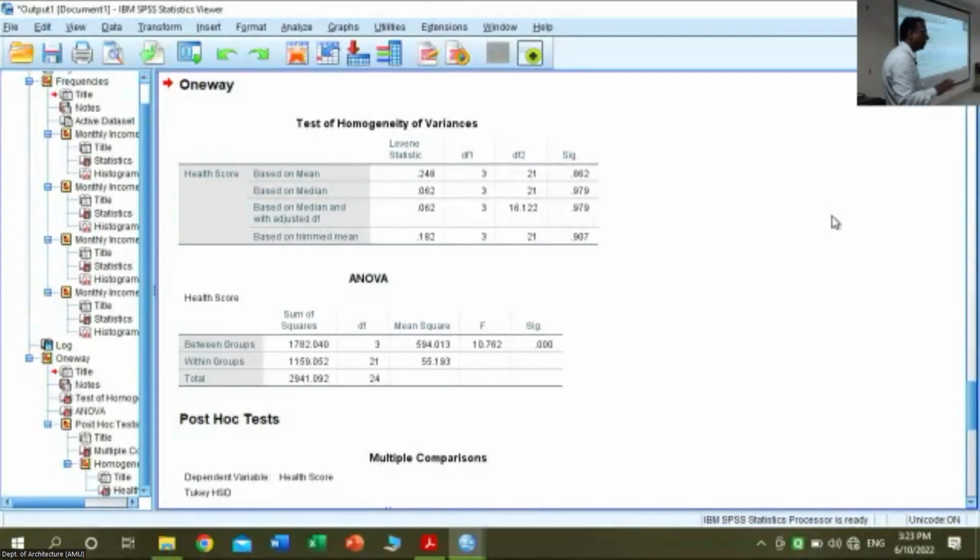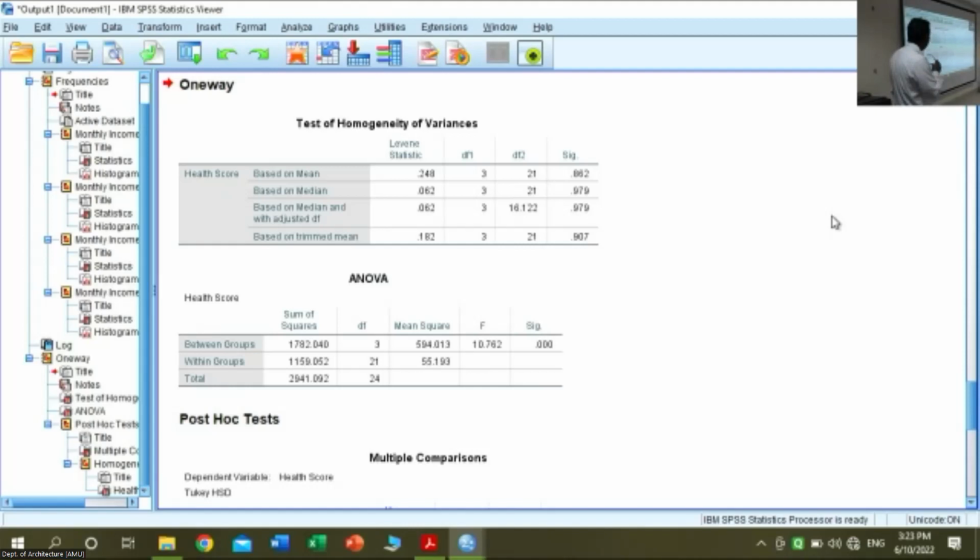That means the variances of the 4 groups are same. So one of the basic assumptions for applying this one way ANOVA is also fulfilled. Initially, we checked the normality of the data. Observations are taken randomly, we assume that. And the third assumption, population variances should be same, is also checked. Now come on to the second table, the ANOVA table.